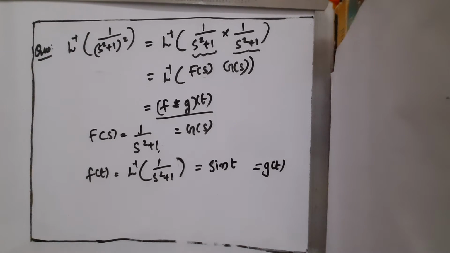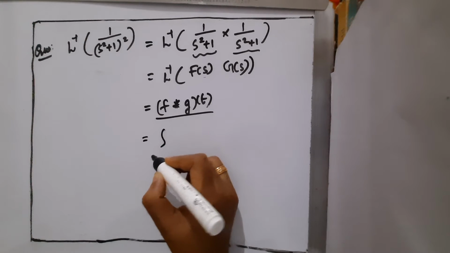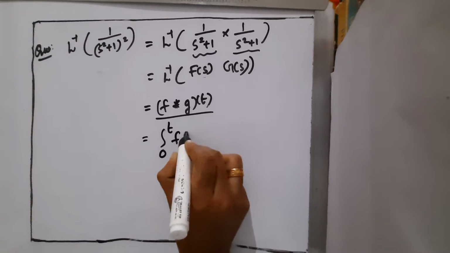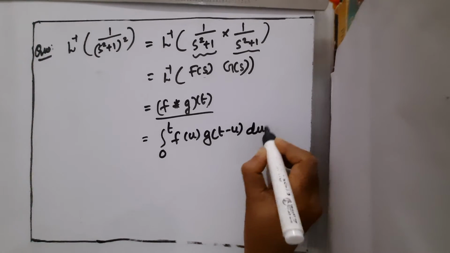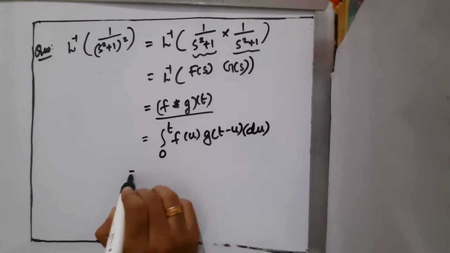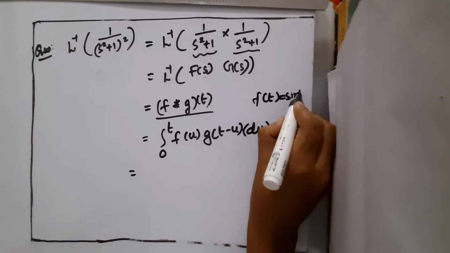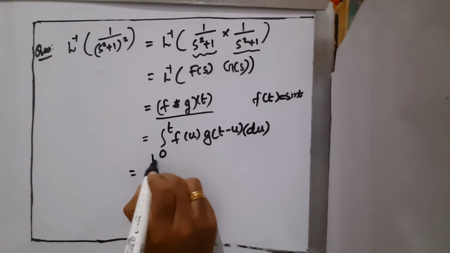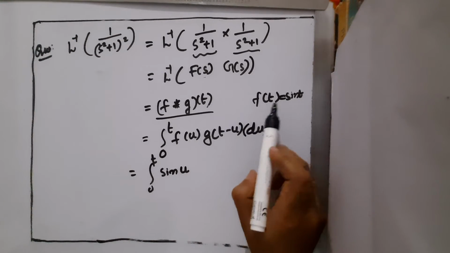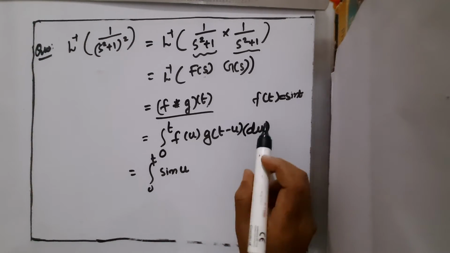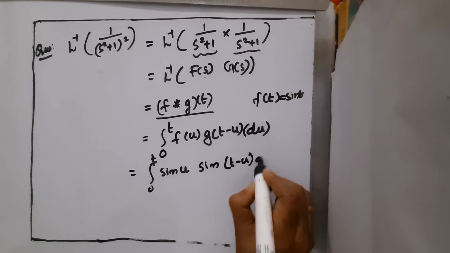Then this is equal to integral from 0 to t f of u into g of t minus u du. Here f of u is, f of t is sin t, so f of u is sin u. So 0 to t sin u into g of t minus u. That is, g of t is sin t, so g of t minus u is sin t minus u, du.